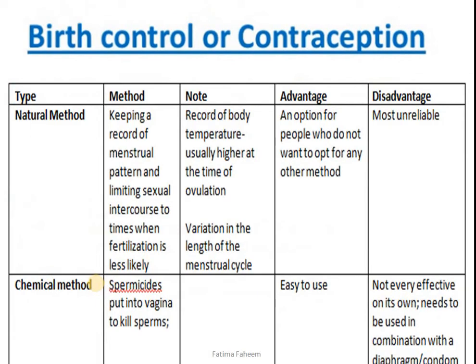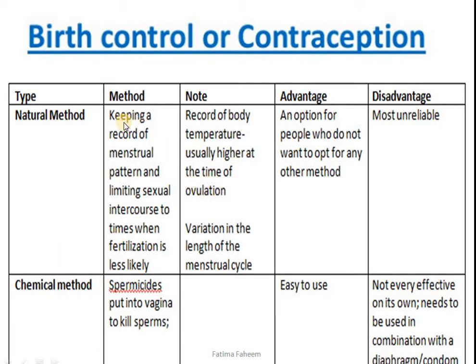So the first method that we have to read is the natural method. It is a method where we keep in mind the menstrual pattern in a female and limit sexual intercourse to times when fertilization is less likely. We keep a record of body temperature because the body temperature of a female is usually higher at the time of ovulation. Ovulation is actually the release of the egg.